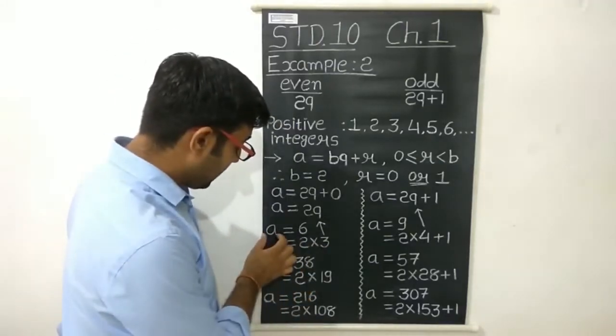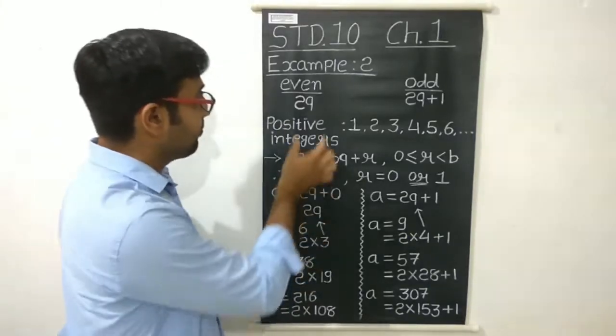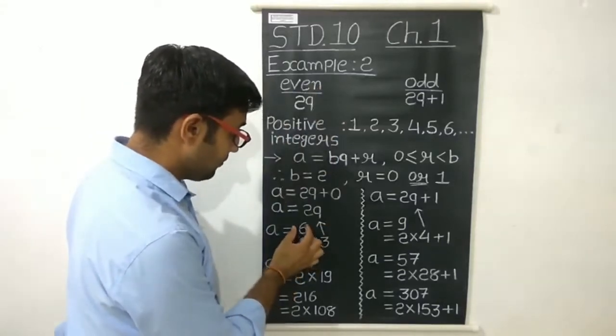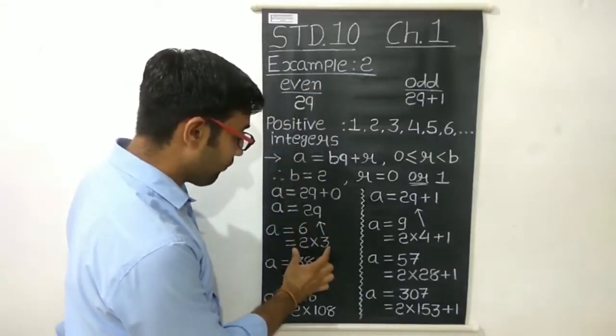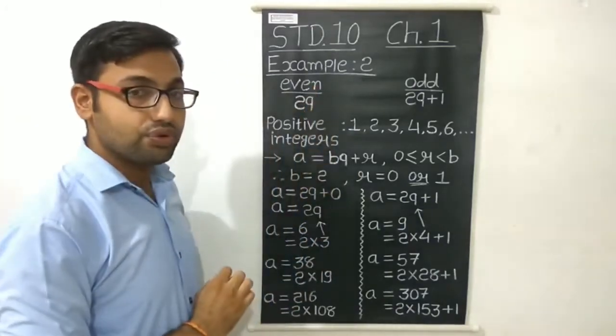So what do we take as a? A is 6, and 6 is which kind of number? It is an even number. So the even number 6 we can represent in the form of 2q. So an even number we can represent as 2q.